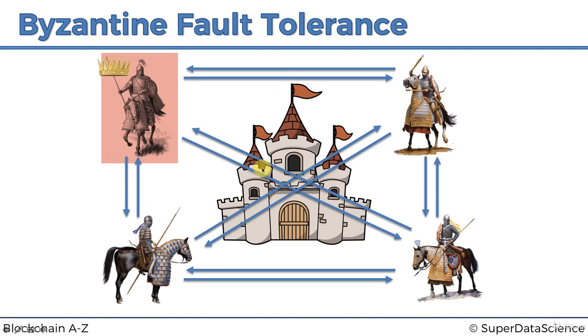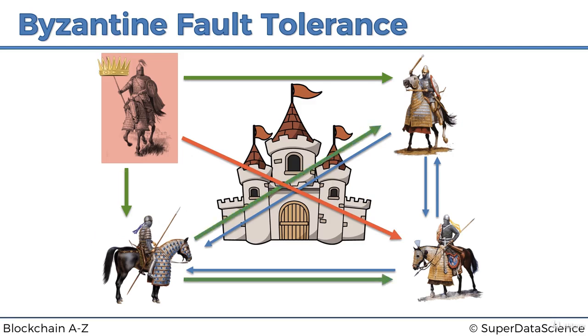So the only way he can mess things up is he can actually tell 2 of them to attack, like these 2, and 1 of them to retreat. And let's see if that messes things up for the army. So what they do again is they just relay what they heard from the general. This one says, general told me to attack. This one says, general told me to retreat. This one says, general told me to attack. And now let's see if they got the consensus.